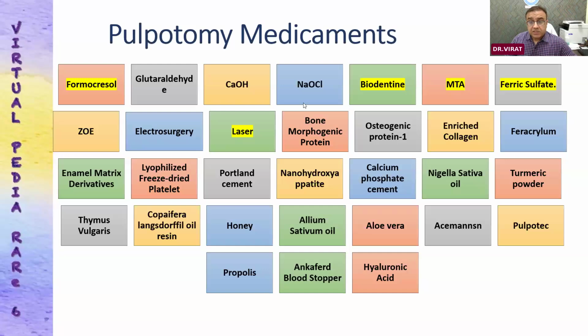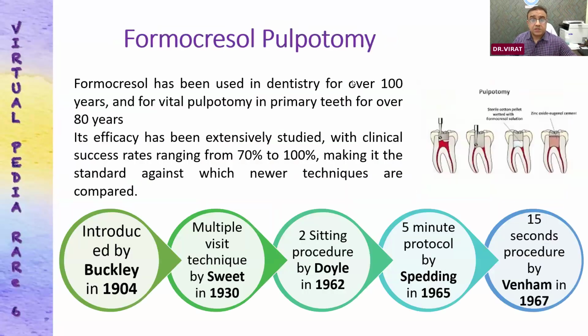Various pulpotomy medicaments have been introduced into the market. We'll be just seeing few of them. First is formocresol pulpotomy. Formocresol has been used in dentistry for over 100 years and for vital pulpotomy in primary teeth for over 80 years. Its efficacy has been extensively studied with clinical success rates ranging from 70 to 100%, making it the standard against which newer techniques are to be compared.